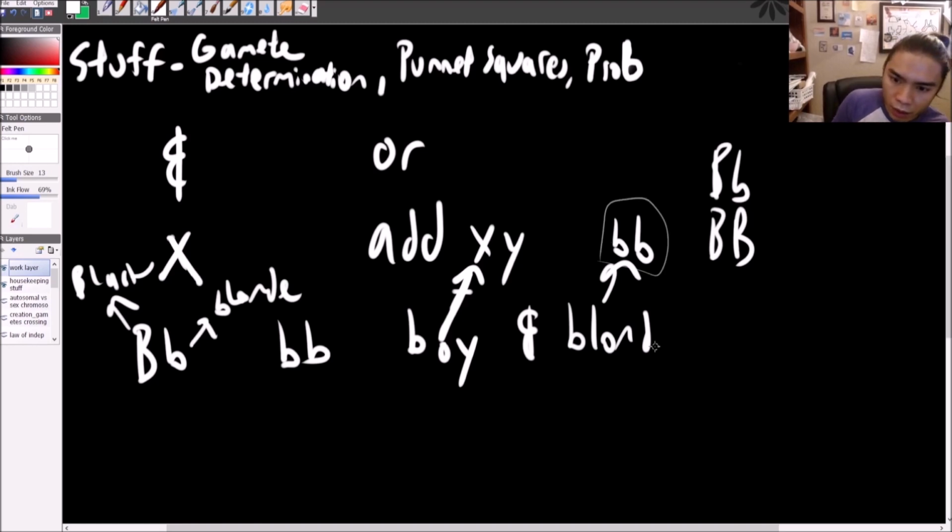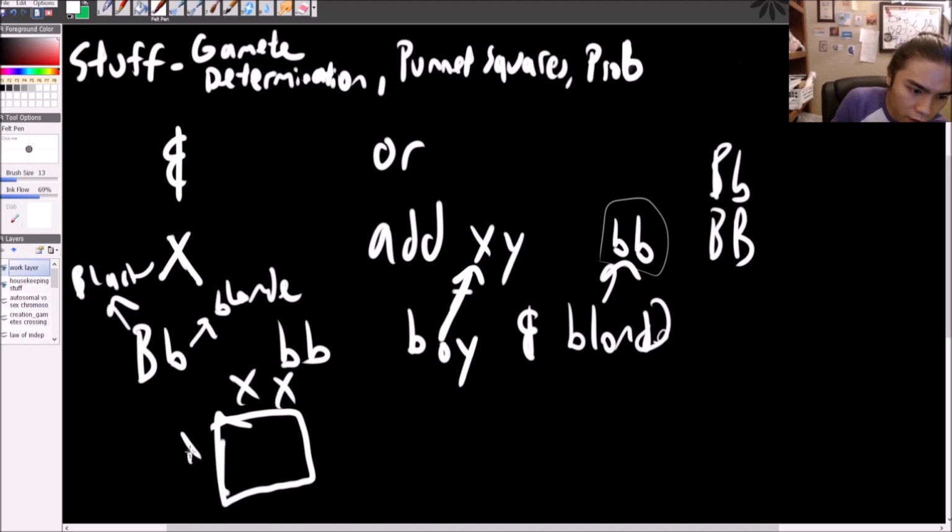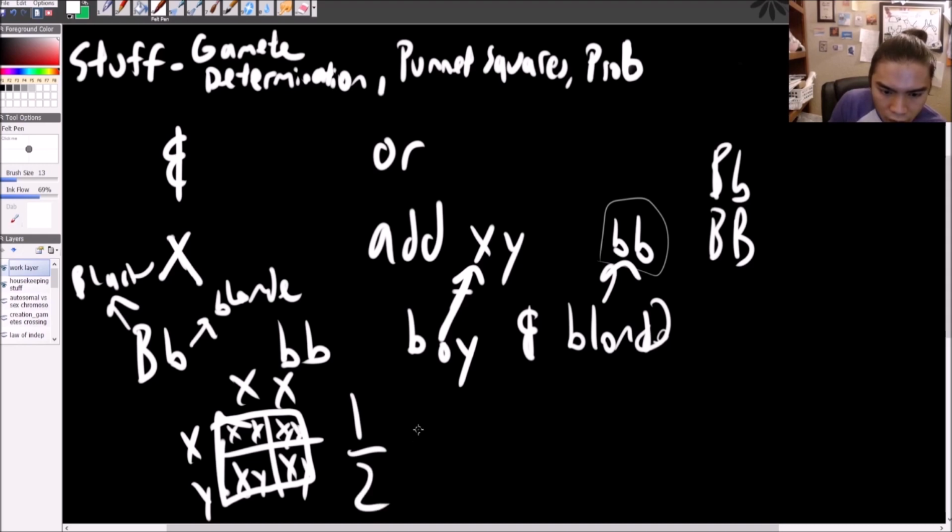So, blonde. Is there an E at the end? No, there's not. So, okay. We could make the 4x4 one, or we can make two separate Punnett squares. I personally prefer that one. So let's start with the boy first. We know the mother's genotype is XX. We know the father's is XY. XX, XX, XY, XY. So looking over here, there is a 50% chance of having a boy, XY, and that makes sense. So there's a 1/2 chance of having a boy.